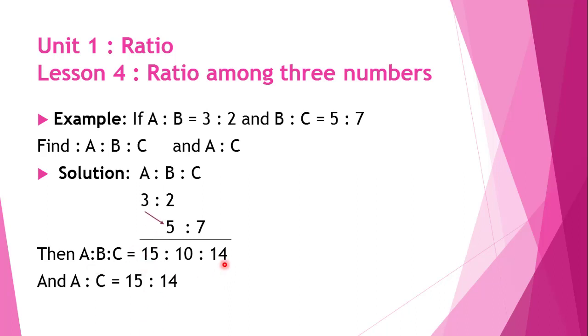So again, if you have different number in the middle, I'll multiply 3 times 5, then 5 times 2, then 2 times 7. Okay?